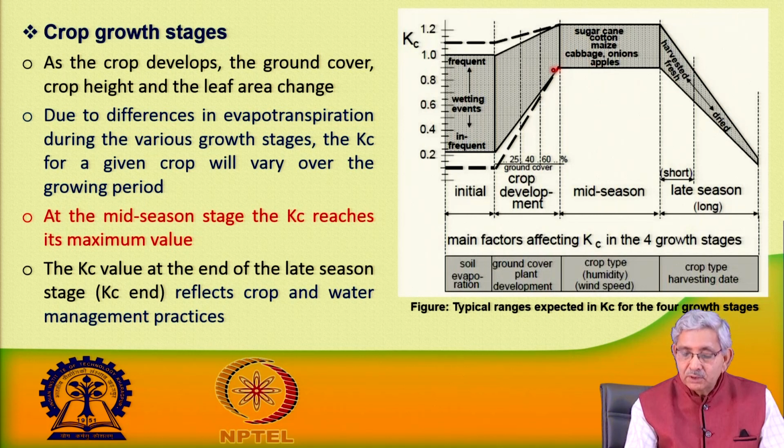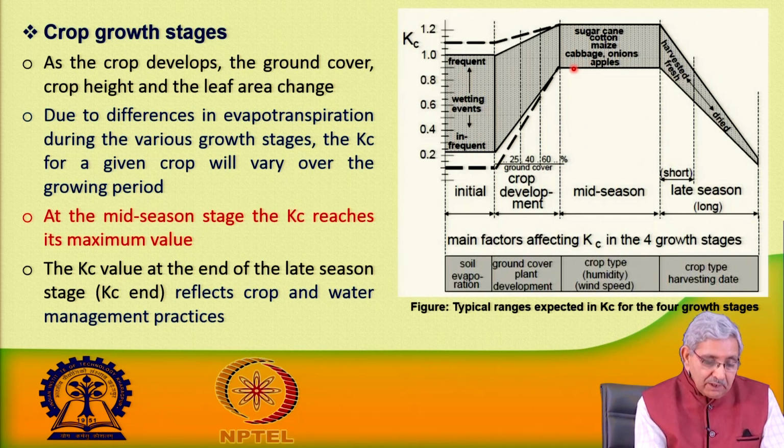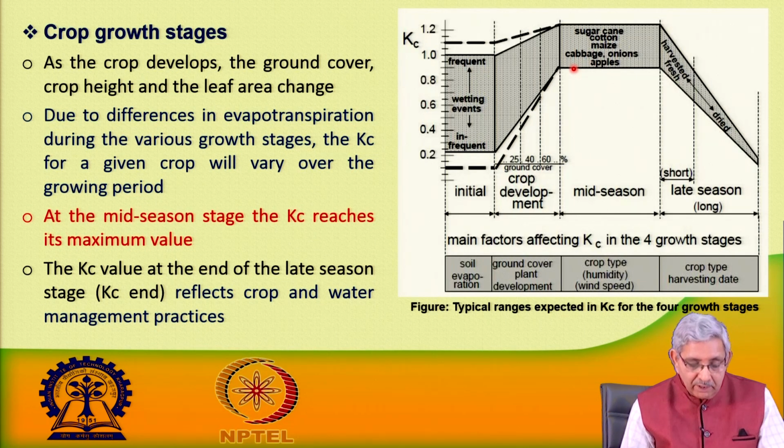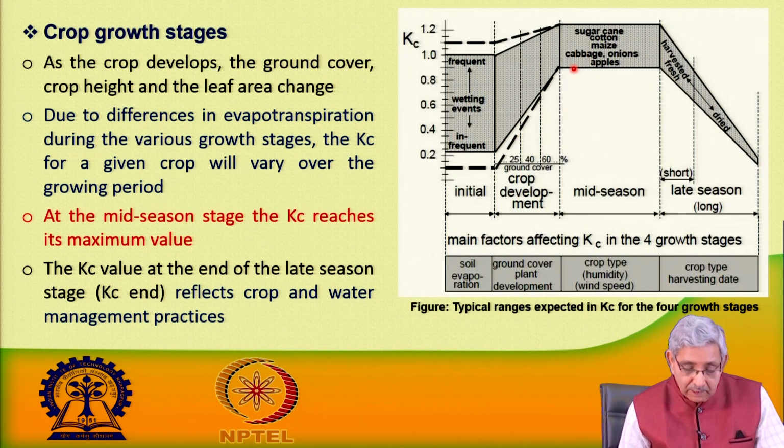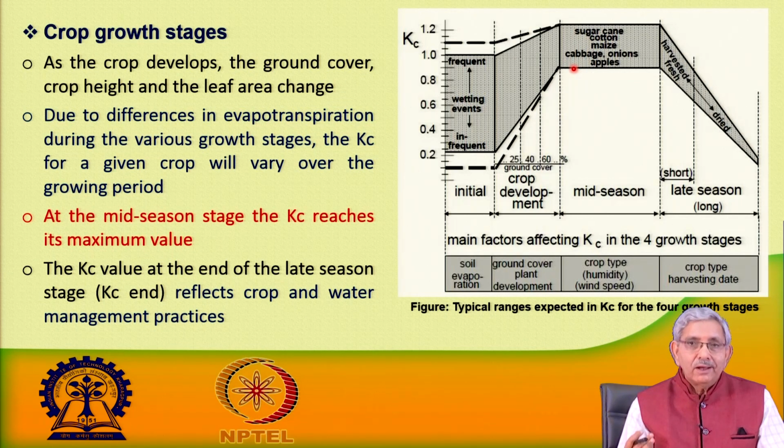So, maximum value when infrequent irrigation is being given. When frequent irrigation is being given, that value is there, but it reaches a peak value of the Kc. And the Kc value at the end or late season stage reflects the crop and water management practices, how the irrigation is being given, whether by micro irrigation, by surface irrigation, or by sprinkler irrigation.